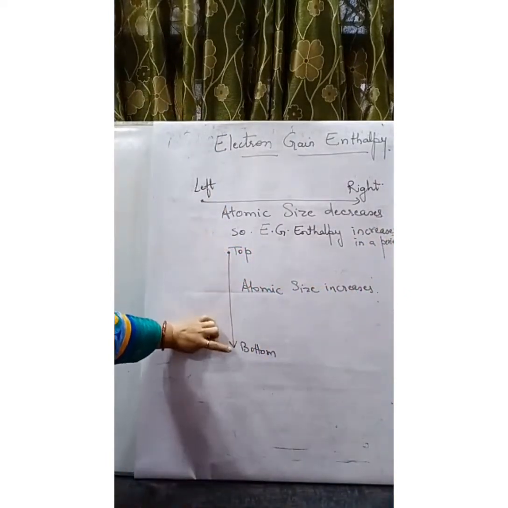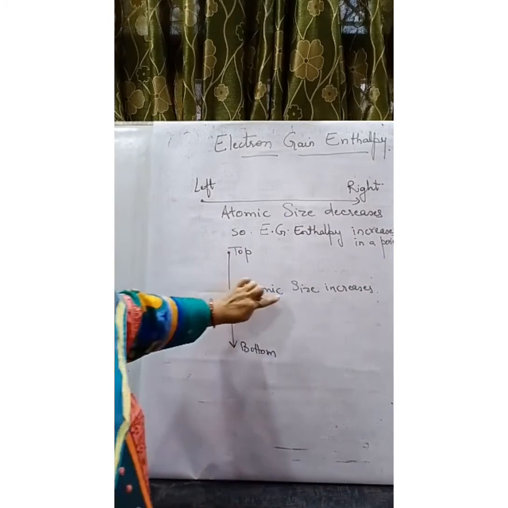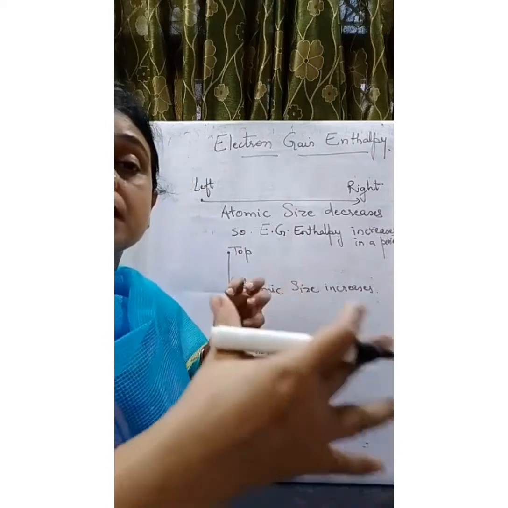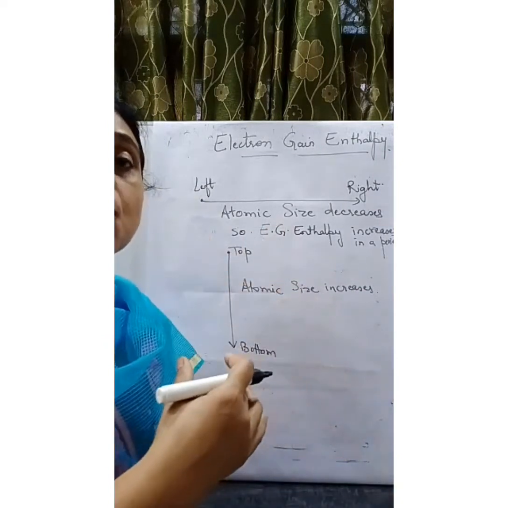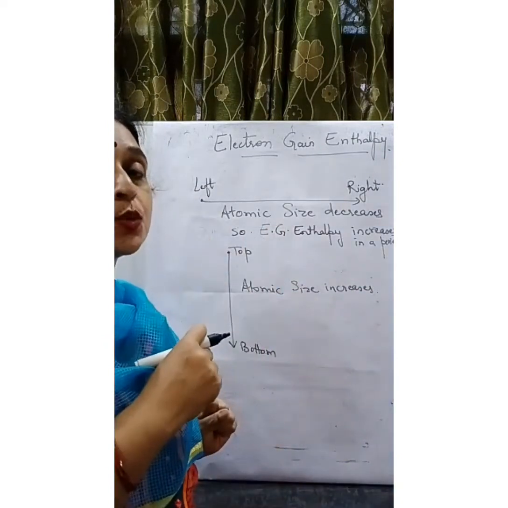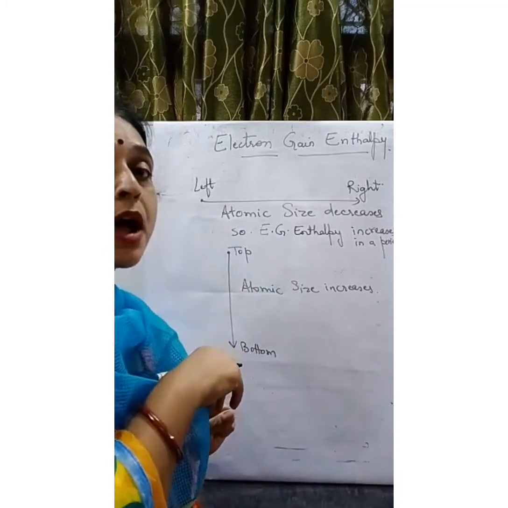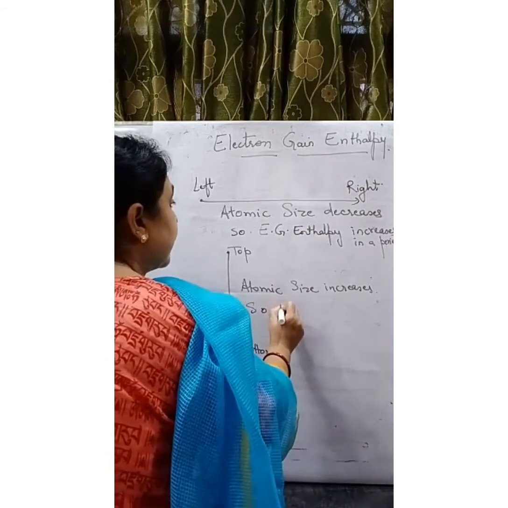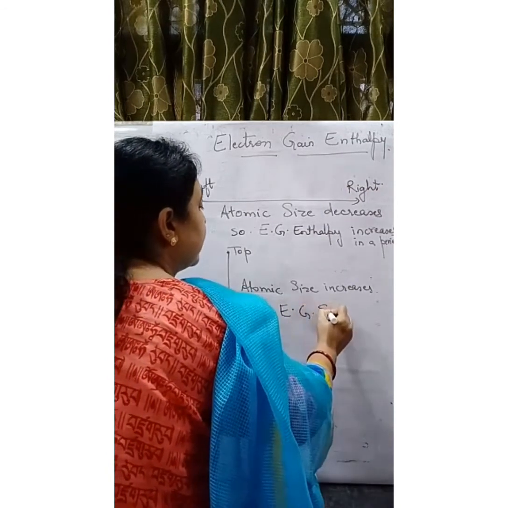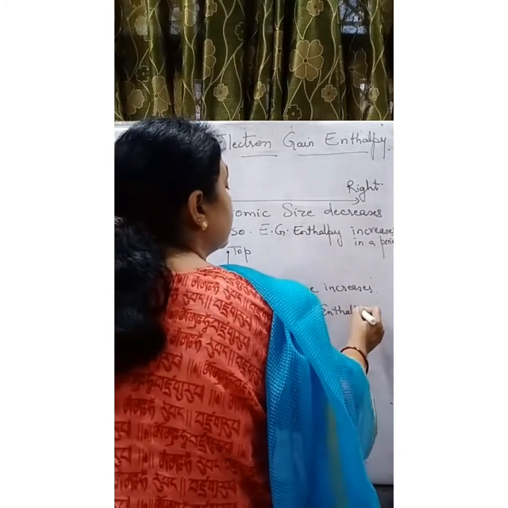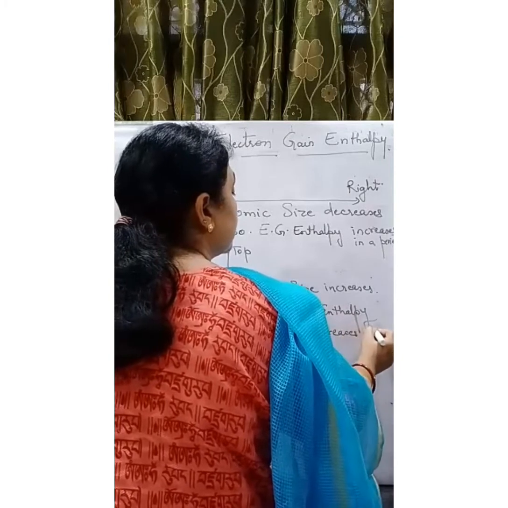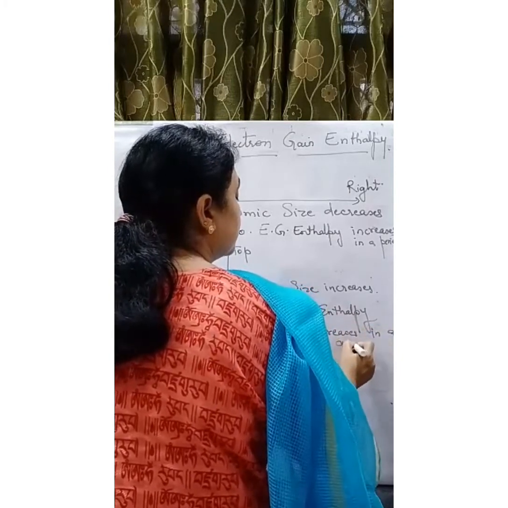When you move from top to bottom in a group, atomic size increases. Size is bigger. The nucleus is not able to attract its own electrons. In such a situation, if an electron is coming from outside, the nucleus is unable to attract that electron. So we can say electron gain enthalpy decreases in a group.